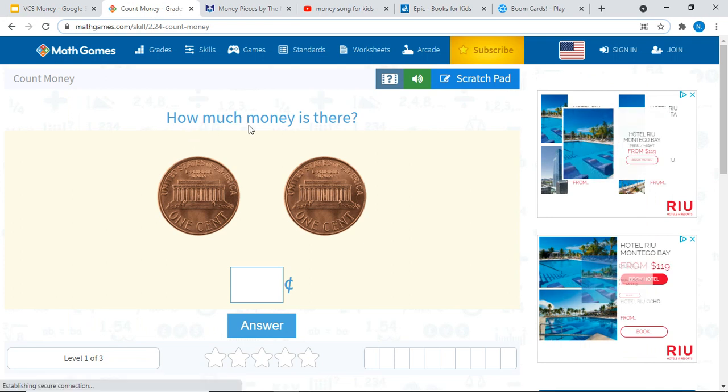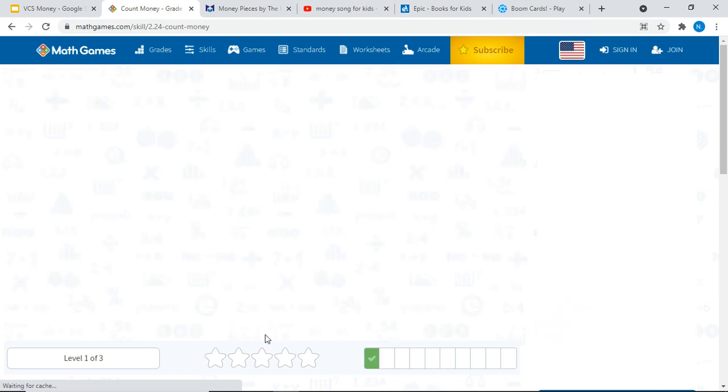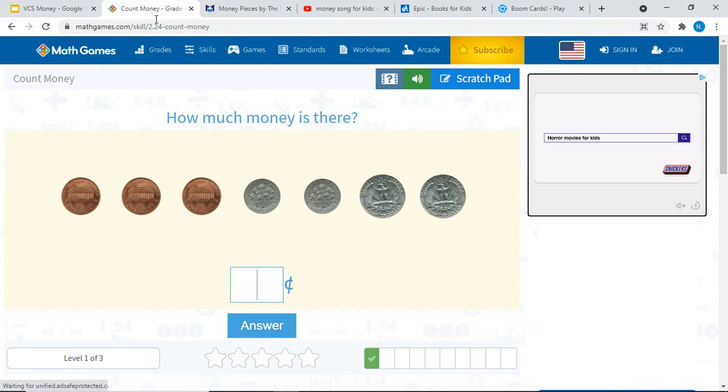So here, how much money is there? The students would type 2 and receive a great job. And then they would continue to add the amount.